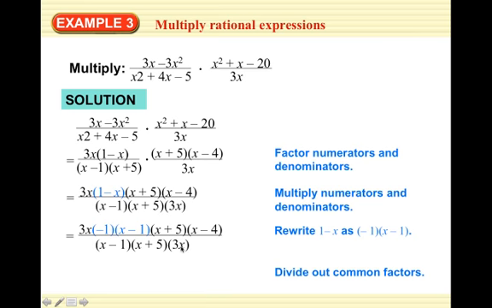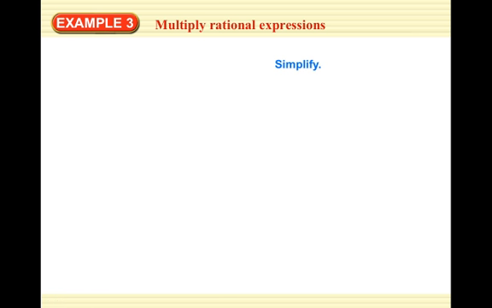Now we're going to divide out common factors. So the 3x cancels with the 3x. X minus 1 cancels with x minus 1. X plus 5 cancels with x plus 5. And x minus 4 and the negative 1 don't match up with anything, so they're going to be part of our final answer. So we have negative 1 times x minus 4, which gives us negative x plus 4. Since it's just a negative 1, go ahead and multiply it through.